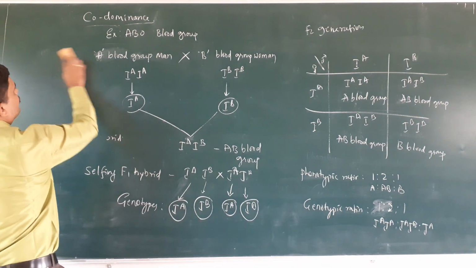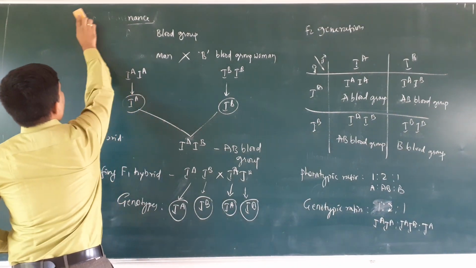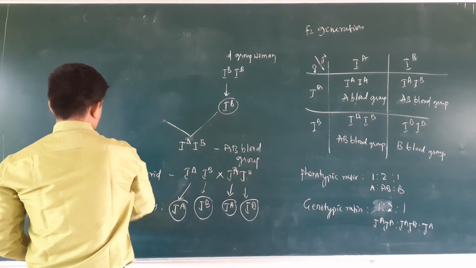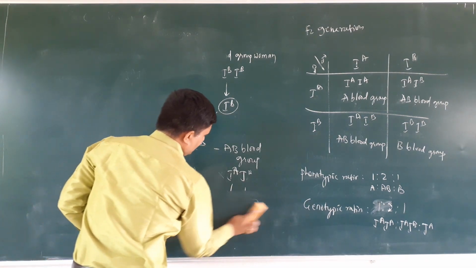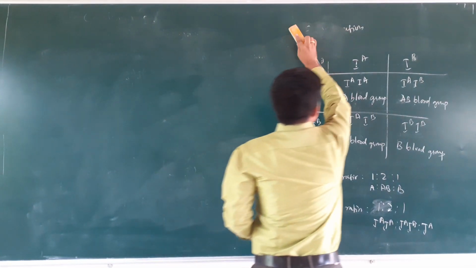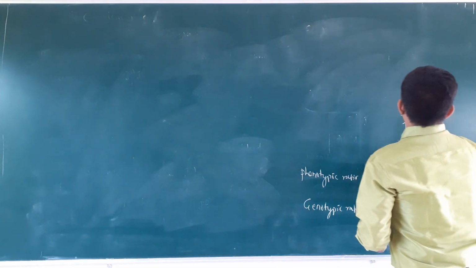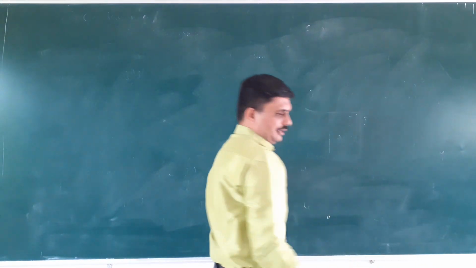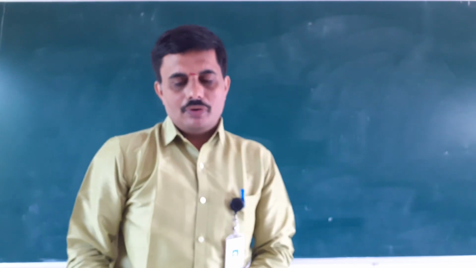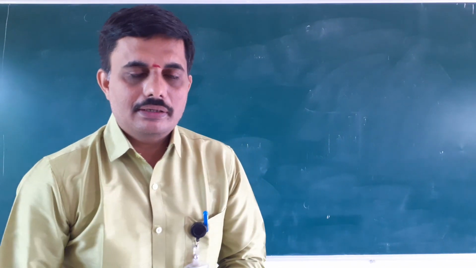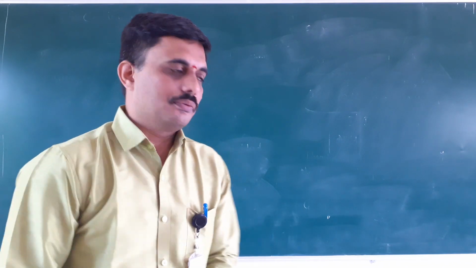Now we are going to learn about multiple allelism. Before understanding multiple allelism, you should know what kind of genotype there is and what kind of phenotypes of offspring are produced for each blood group.